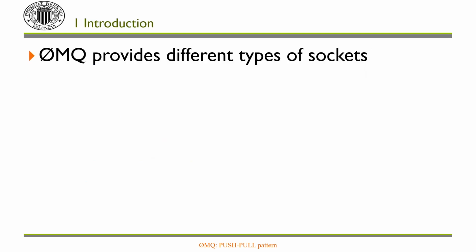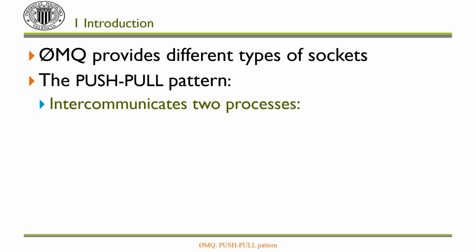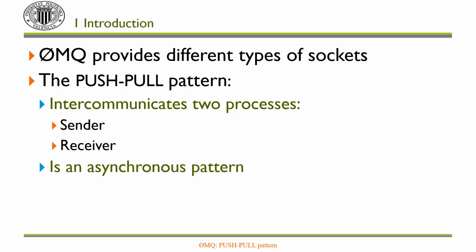Let's start. ZeroMQ provides different types of sockets: req-rep, push-pull, pub-sub, etc. In the push-pull pattern, we intercommunicate two processes, one that behaves as a sender and uses a push socket to this end, and another that receives messages and uses a pull socket to that end. The pattern is asynchronous. This means that all the operations return control almost immediately and don't block the processes.